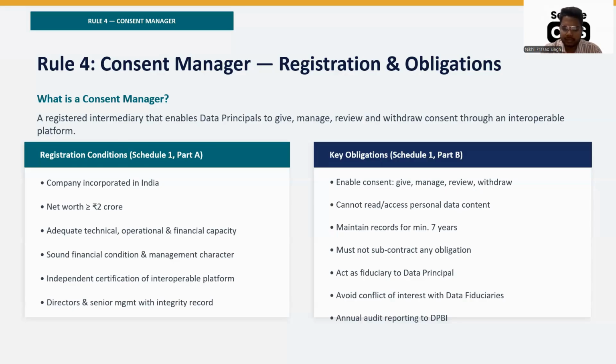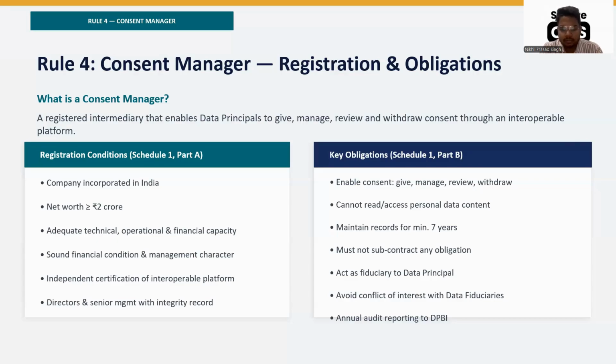It cannot read or access your personal data. You'll have to maintain a record for a minimum of 7 years, and you cannot subcontract any obligation. What does subcontracting an obligation mean? If there is an obligation that has to be carried out by the consent manager only, they will have to do that, and they cannot hire any agent or agency to subcontract, sublease, or sublet those things. This can be done under different laws, but under the Digital Personal Data Protection Act, it cannot be done.